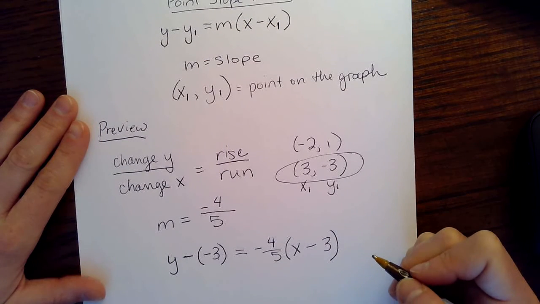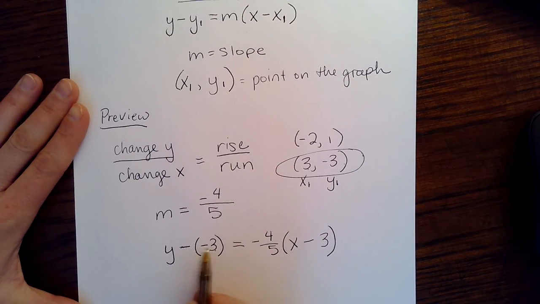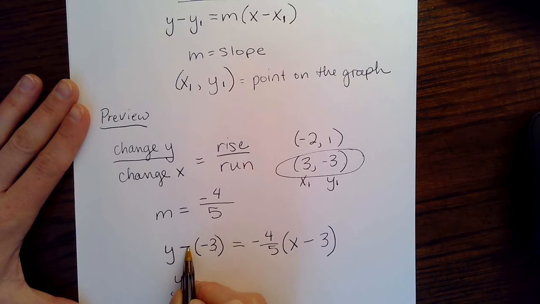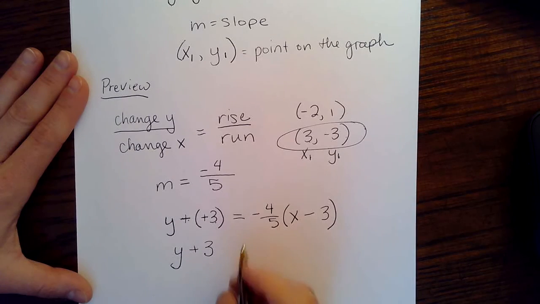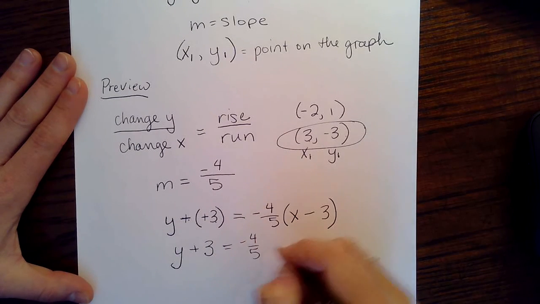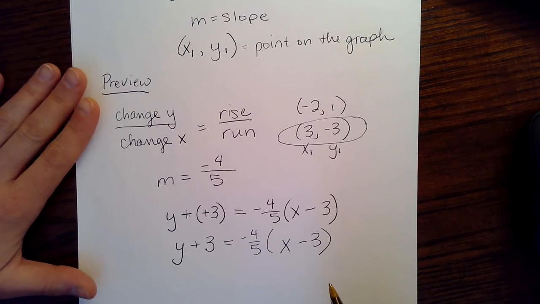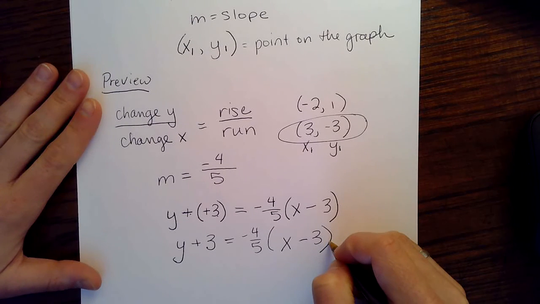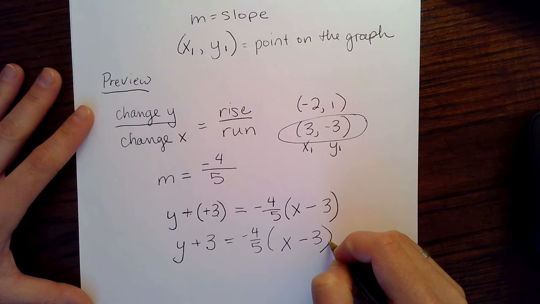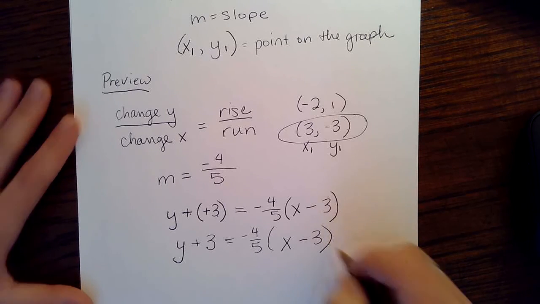Last thing we can do is just to simplify just a couple things. In this case, it's just this minus a negative. Remember, when we subtract a negative, we can add the opposite. Y plus 3 equals -4/5 times x minus 3. And you can leave it in this form. Again, in Algebra 1, looking ahead, you'll spend some time rewriting this in slope-intercept form so that we can graph it. But this is an equation, it's just a different form of the equation.